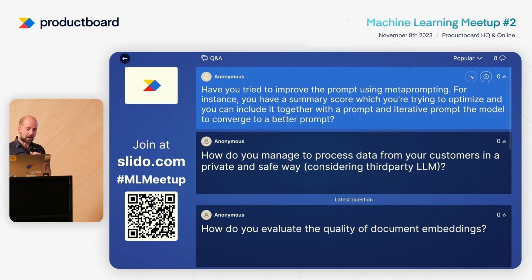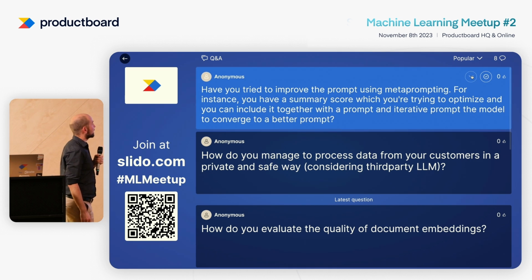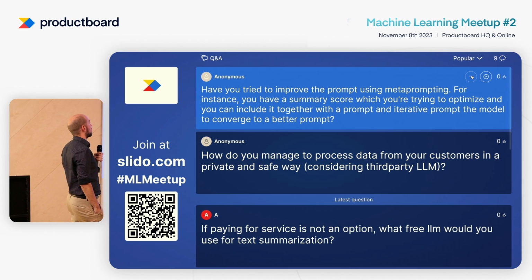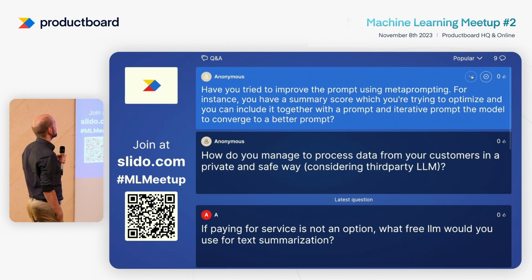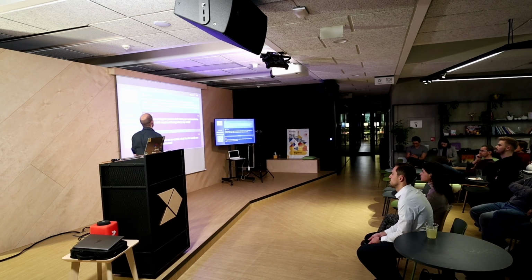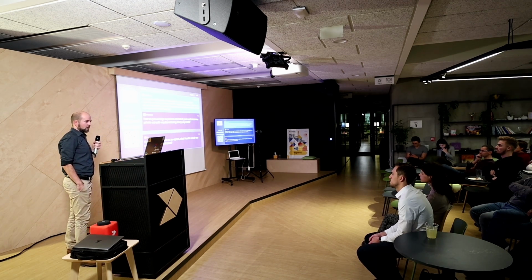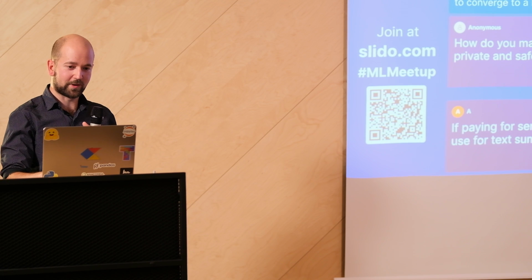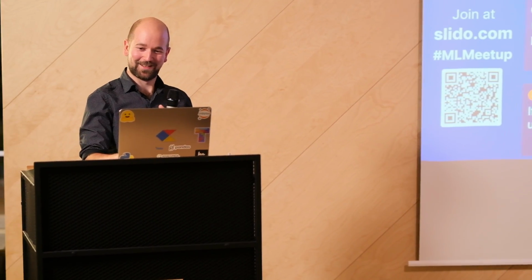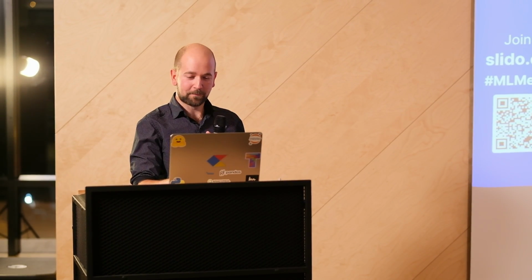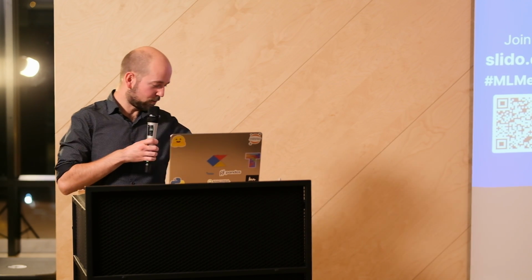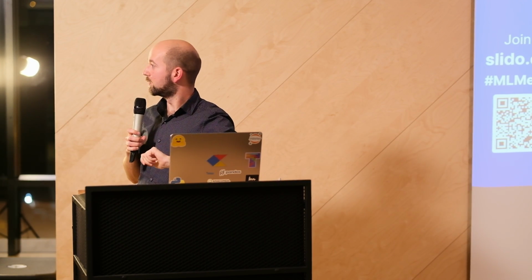Have you tried to improve the prompt using meta prompting? For instance, you have a summary score which you are trying to optimize, and you can include it together with a prompt, an iterative prompt, so the model converges to a better prompt. No, it's a good question. We haven't tried it, but yeah, it's a good question. I don't know how much time we have.